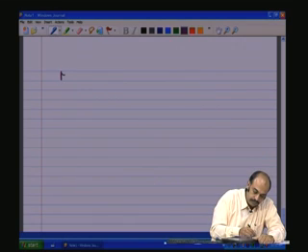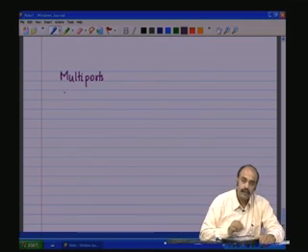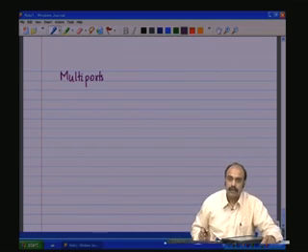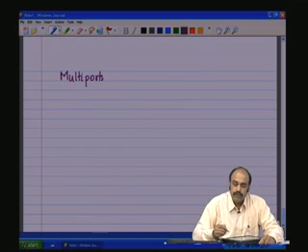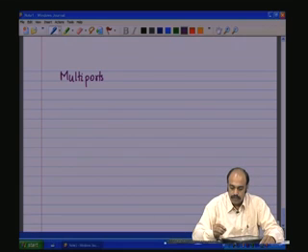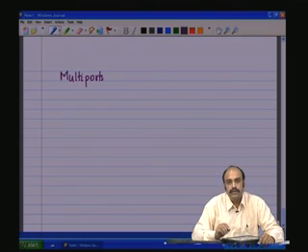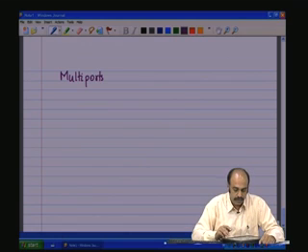Multiports. What are multiports? A few sessions ago, when we were discussing Kirchhoff's voltage law and Kirchhoff's current law, we made mention of the junctions, the voltage junction and the current junction. The voltage junctions and the current junctions are nothing but multiports.